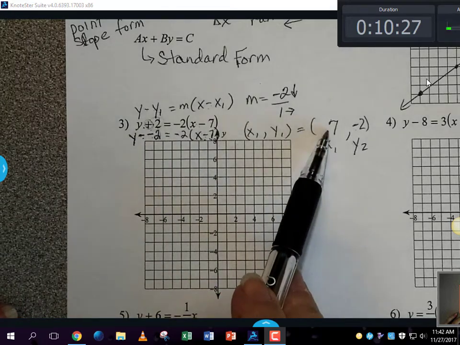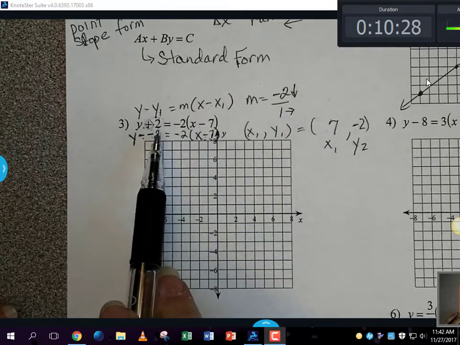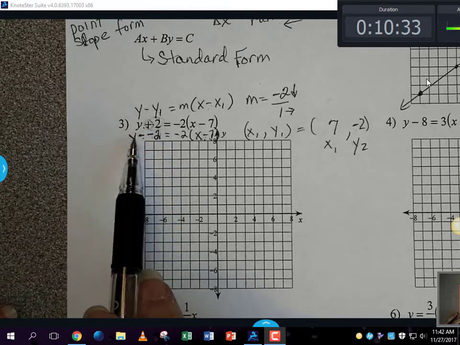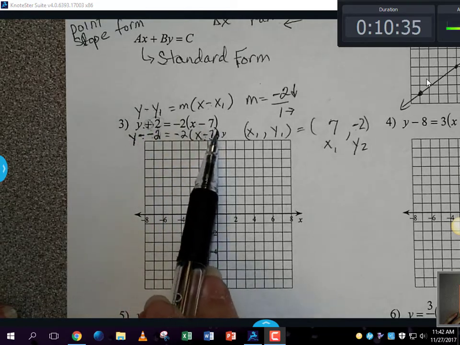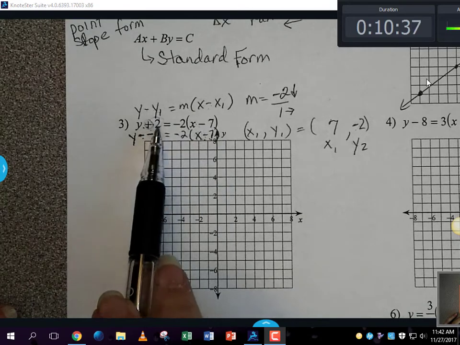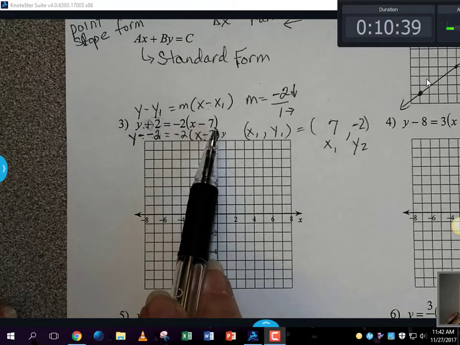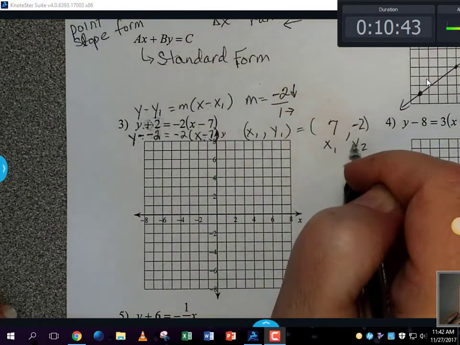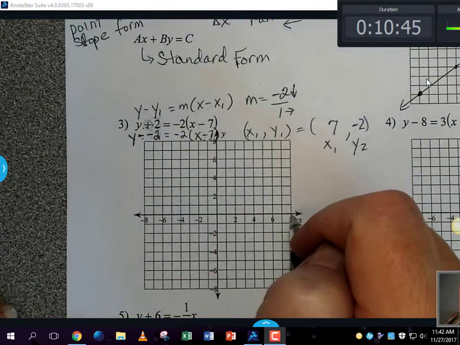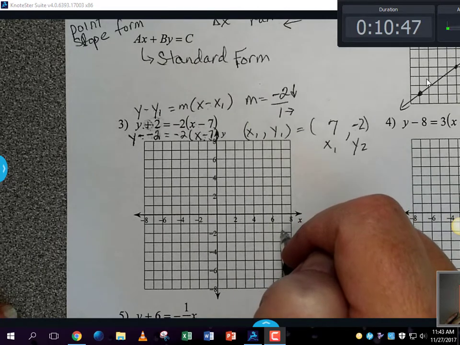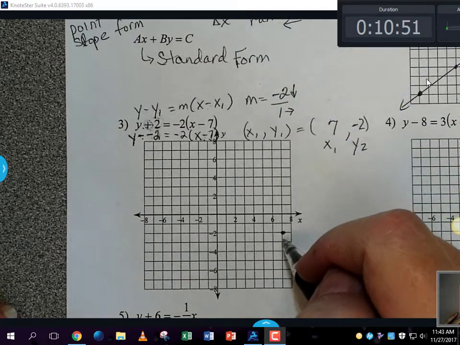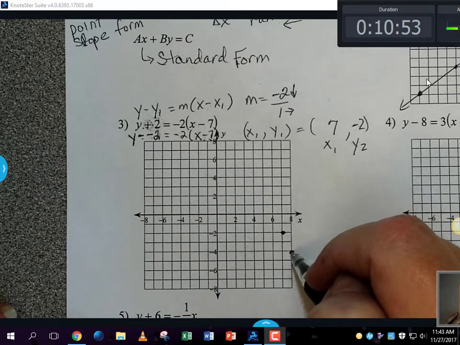Just because I write x comma y does not make this one the x. The y's are on the same side together and the x's are on the same side together. Okay, so this one is y sub 1 and this one is x sub 1. So that means I'm starting at 7 comma negative 2, and I'm supposed to go down by 2 and right by 1.